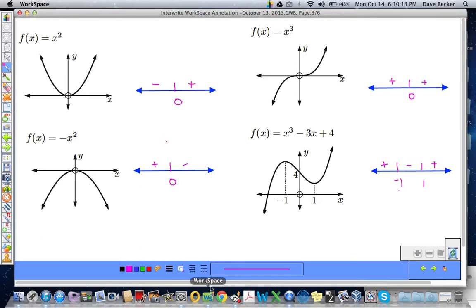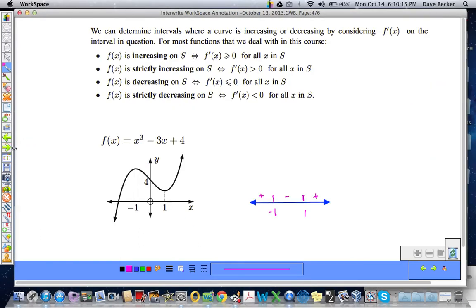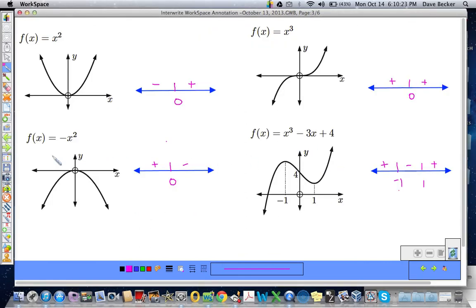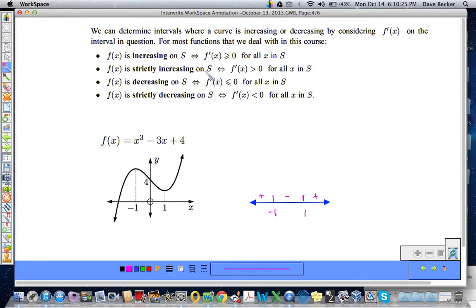Okay, so moving forward, this is the last one that we had here. Let me just go back so you can see it. I just transferred this to this page. So we should know now, with the tangent lines and the slope of the tangent line and knowing that the derivative gives the slope of the tangent to the curve, we can determine intervals where a curve is increasing or decreasing by considering the derivative on the interval in question.